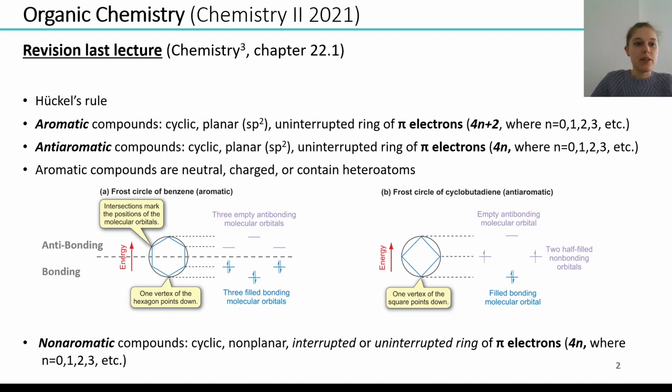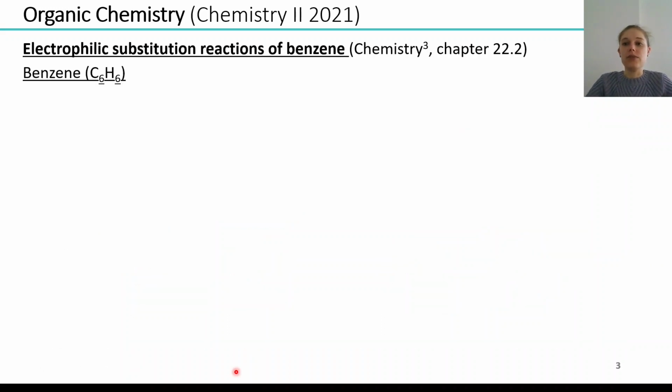And finally, the Hückel rule also describes what is a non-aromatic compound, and here the compound should be cyclic, non-planar, and contain either an interrupted or uninterrupted ring of pi electrons with the total number of 4 times n. That was it for the revision from last lecture, and now we will continue with the reactivity of benzene.